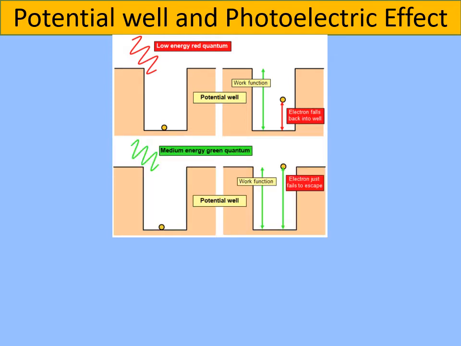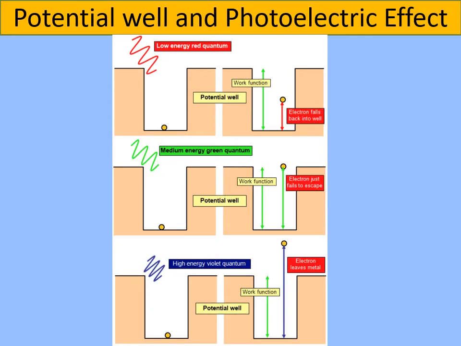Now, the medium energy photons of green light can raise the electrons to the surface of the metal, as you can see, but not give it enough energy to escape. However, the high frequency violet light photons give the electron sufficient energy for it to escape from the surface, with some remaining kinetic energy as well on top of that.